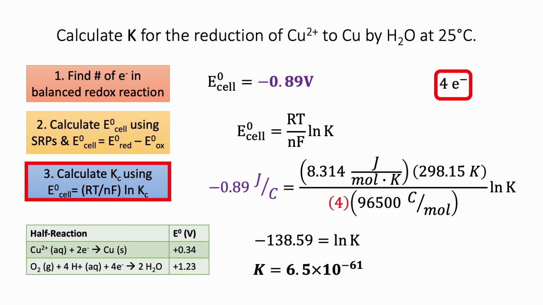Now that is a really tiny number. What does it tell us about this reaction? Well, when we look at our cell potential, we see that it is less than 0, and that tells us that it is not spontaneous. When we look at our value for K, we see that it is very small, which means that the reactants are favored. So another way you can think about this is if you put together water, copper 2 plus, and copper, what would actually happen is the reverse reaction, where we would reduce oxygen to water and oxidize copper to copper 2 plus.